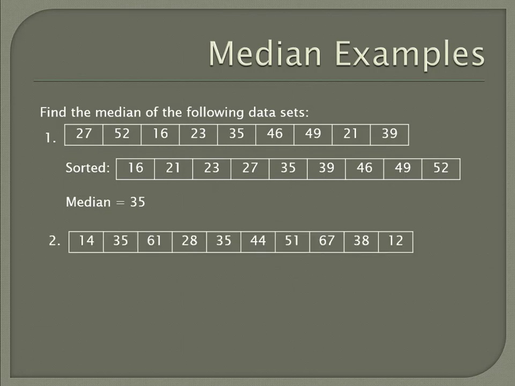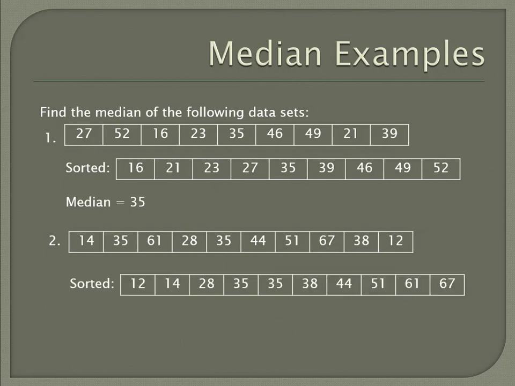Now, suppose I have the data set 14, 35, 61, 28, 35, 44, 51, 67, 38, and 12. I'm going to sort that data set, and I'm just choosing to go from least to greatest. It doesn't matter. Now I have an even number of data entries, and so there are two values in the middle, 35 and 38. The median is defined to be the average of those two, so 36.5.